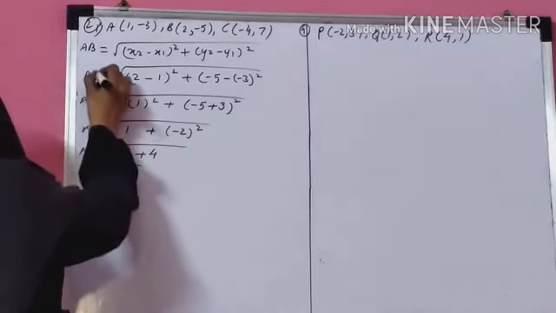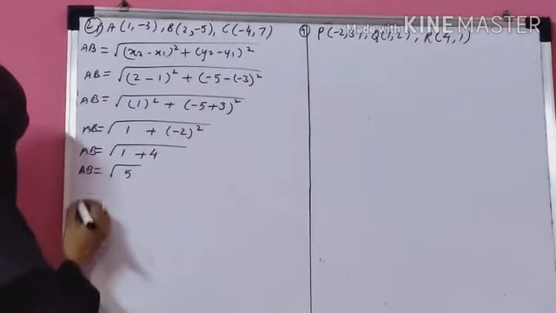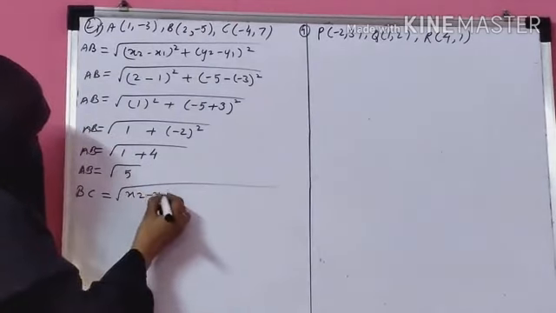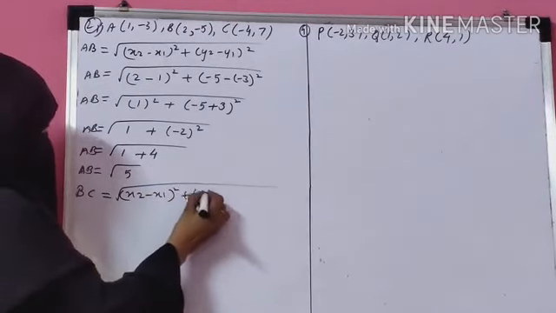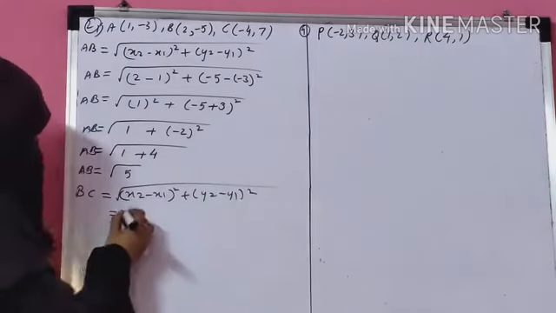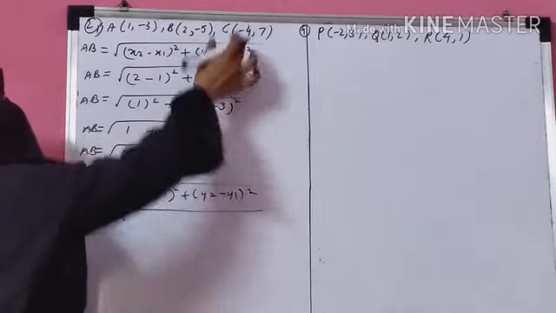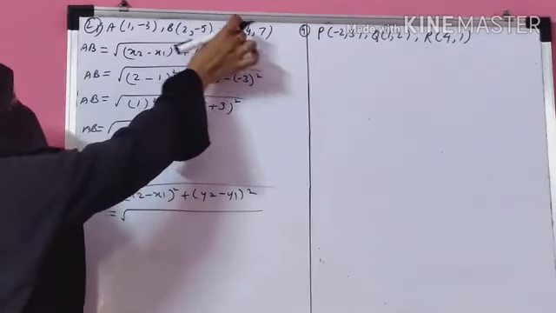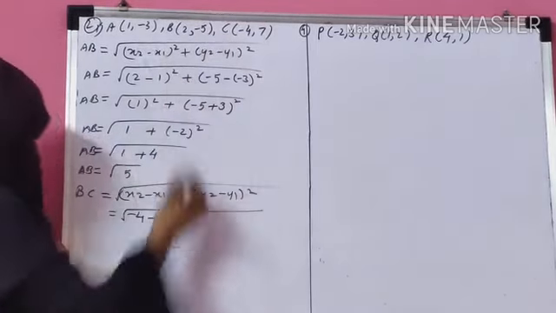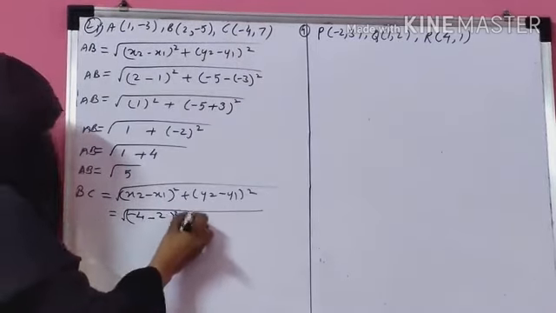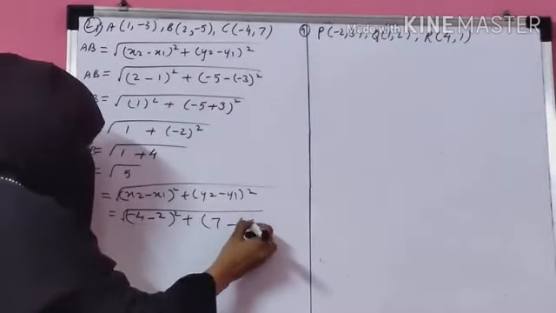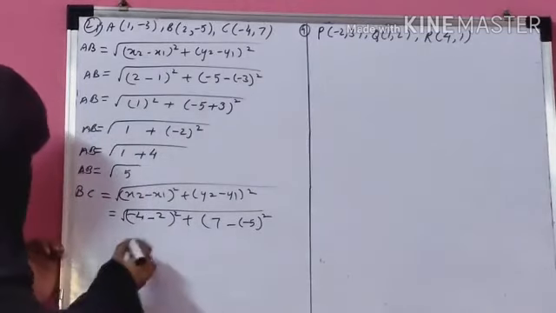Next, find the distance between point B and C. Now distance between point B and C, same formula. x2 minus x1 whole bracket square plus y2 minus y1 whole bracket square. Okay. Now substitute the values here. For this point, this is x1 y1, this is x2 y2. So x2 is minus 4 minus x1 is 2 whole bracket square plus y2 is 7 minus y1 is minus 5 whole bracket square. Got it?